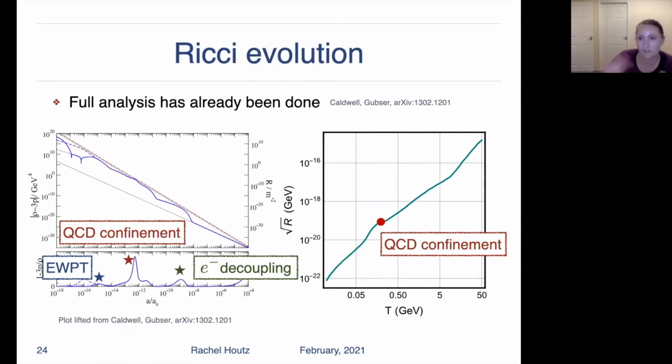When you translate this into the Ricci scalar's evolution and temperature in the region we're interested in, the relevant piece of scale invariance breaking is QCD confinement, and that's showing up there on the plot, which is our translated version of the results from this paper. So hopefully this makes it a little less mysterious how we're getting this scalar field coupled to the Ricci scalar and how its dynamics change with temperature.